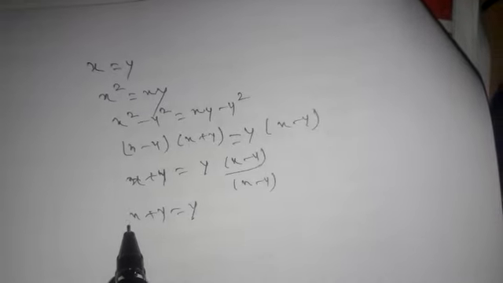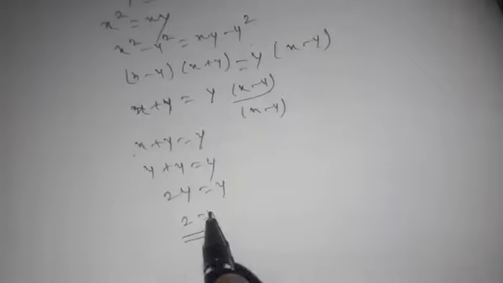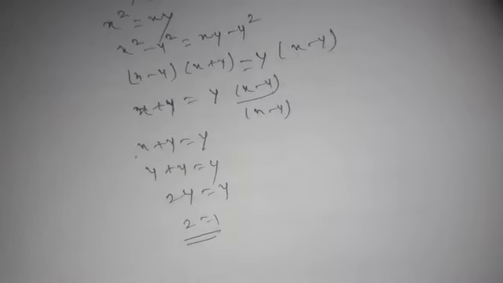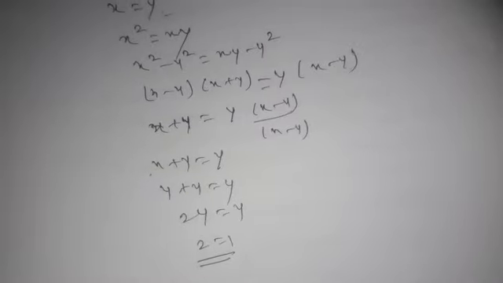But the value of x is y, which we have assumed. So here y plus y is equal to y. So 2y is equal to y. Now we can cancel y. 2 is equal to 1. So our mathematics collapses. 200 is equal to 100. 2 lakh is equal to 1 lakh. Our whole mathematics collapses.